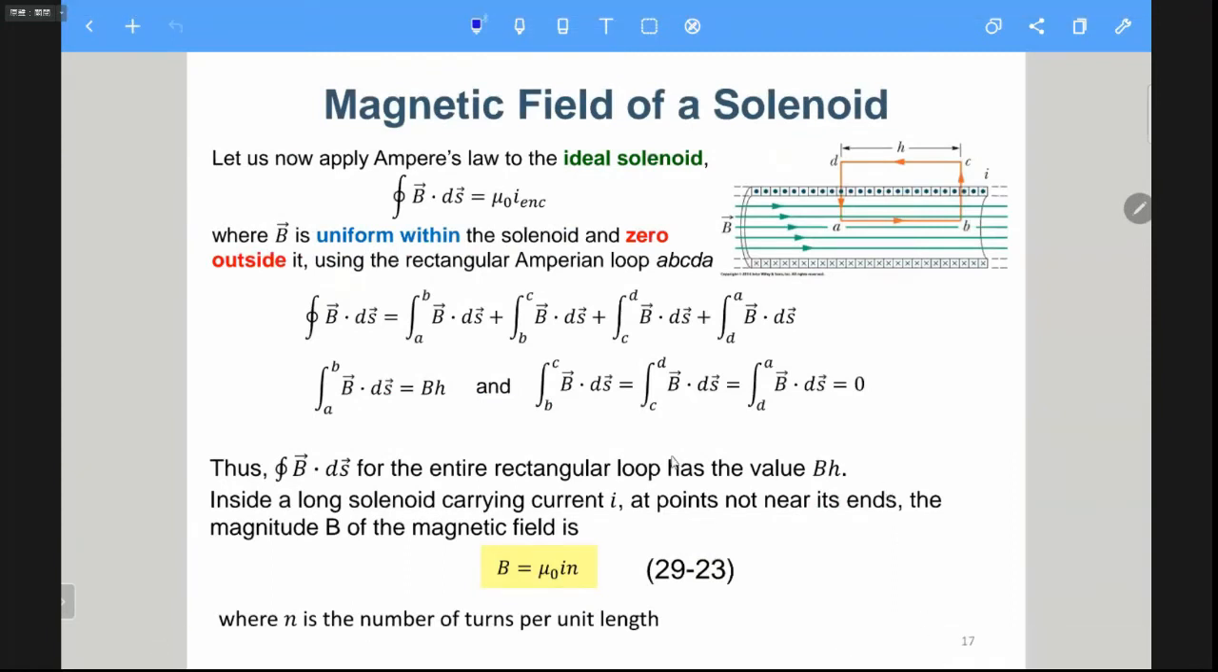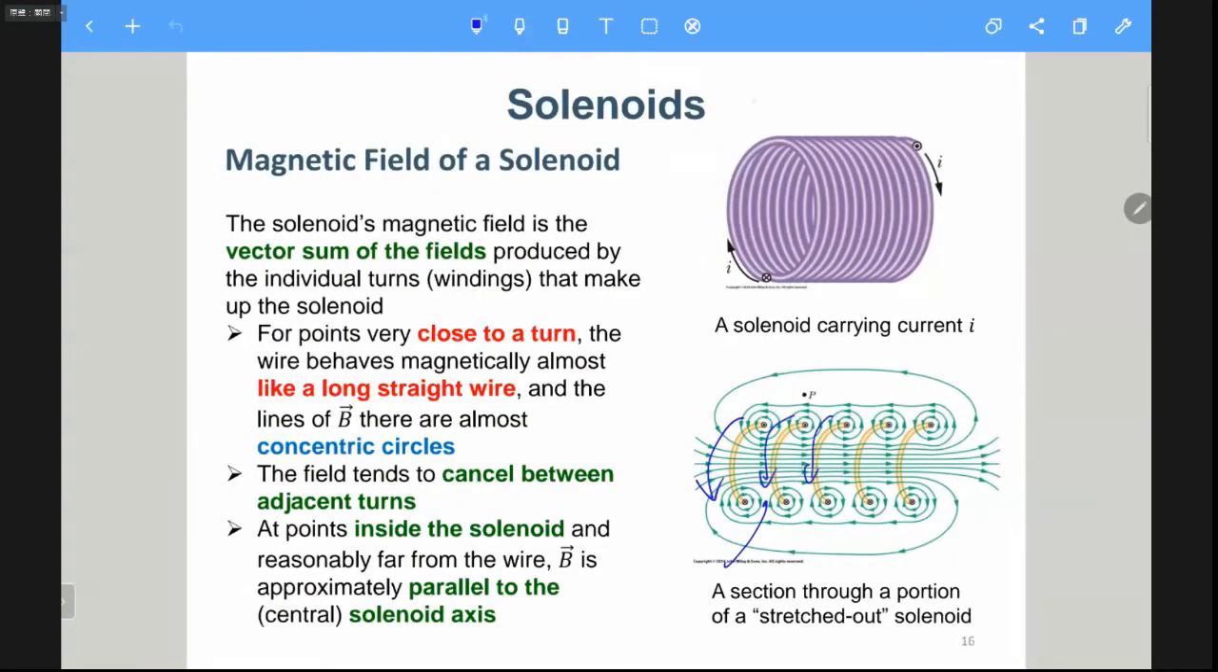Okay, so let's see the derivation here. Let us now consider Ampere's law applied to the ideal solenoid. This is the cross section of the solenoid. So we try to cut it like this, and we can see something like that, because this is going into the page. At this point, we'll be going out of the page. At this point, we'll also be going out of the page. And so on and so forth up to the last one.